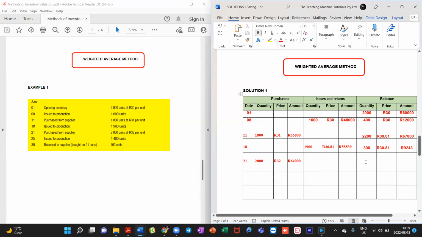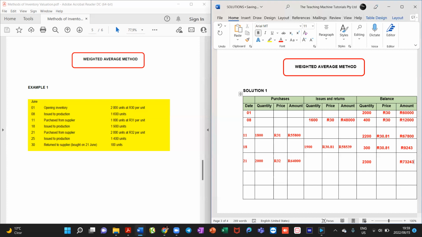Okay, now we're going to have a problem because there's a new price. Whenever there's a new price, it means that you will have to work out an average price. Now apply the 3 steps. The first step is to add the total number of units: 300 plus 2,000 is 2.3. Second step, add the total amount: 9,243 plus 64,000 is 73,243.